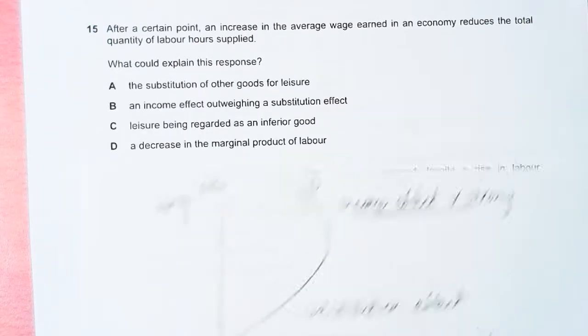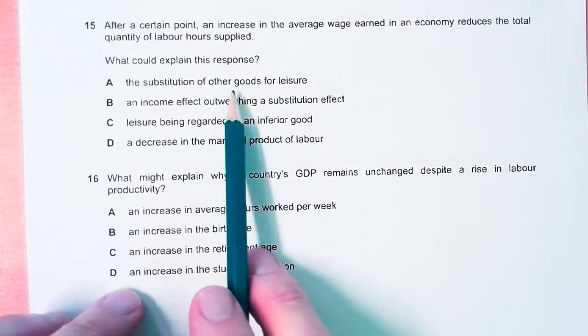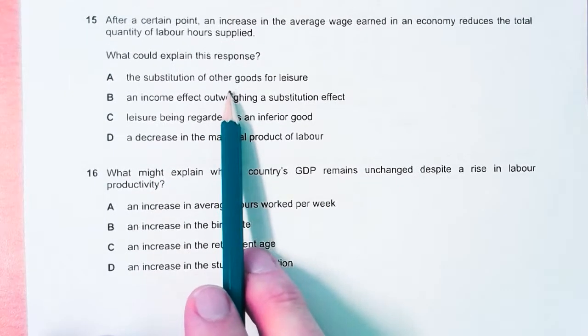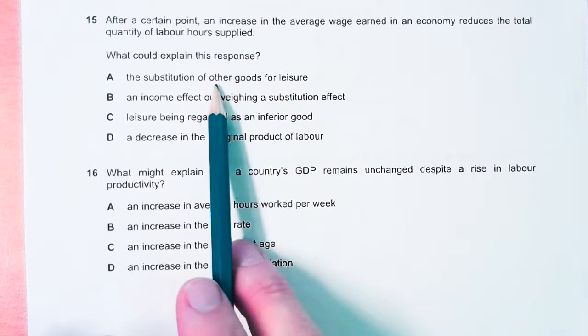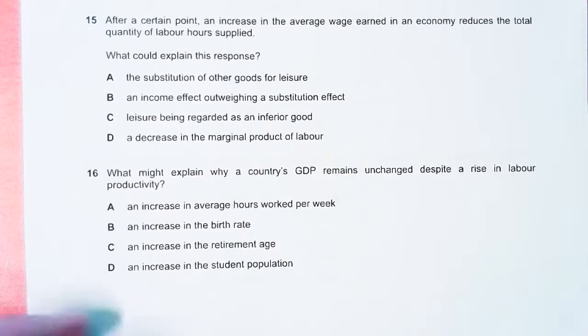Okay, so let's see what we've got. A, the substitution of other goods. Well, it's not other goods, it's work for leisure. So that's incorrect, because it says that an income effect outweighing a substitution effect. Well, that's clearly our answer here. So therefore the answer for 15 would be B.